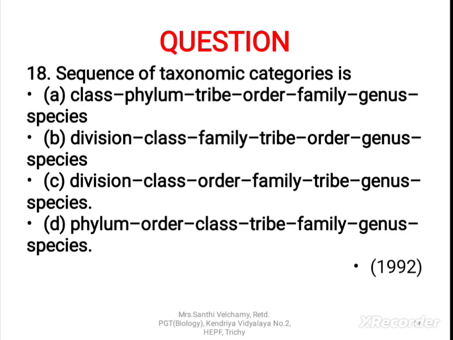Taxonomy. 18th question. Here the sequence has been given, children. So you can read carefully. The sequence of taxonomic categories is... So you have to find the arrangement. Which arrangement is correct? You have to see A, B, C, D. 4 arrangements have been given. The correct answer is C. That is division, class, order, family, tribe, genus, species. This is the correct arrangement.